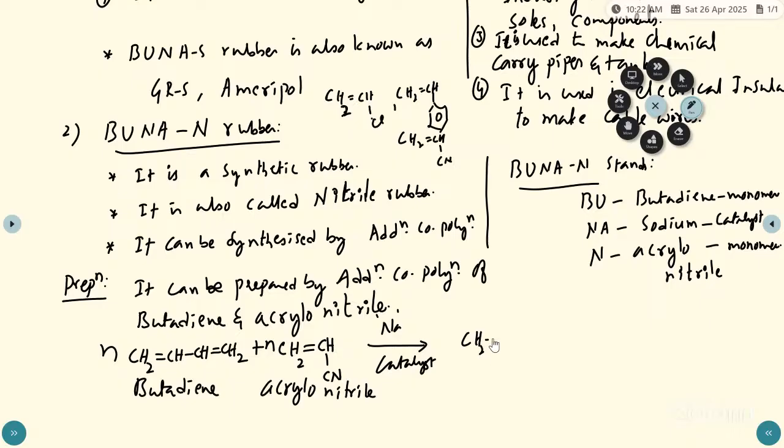CH2 single bond CH double bond CH single bond CH2. Next, this is connected to the acrylonitrile unit. So CH2 single bond CHCN. So this is Buna N rubber.